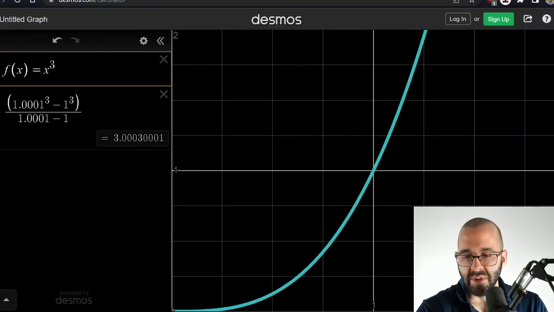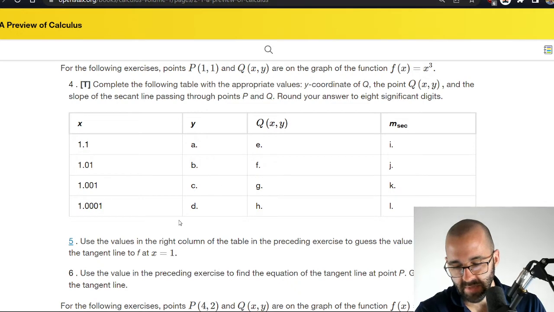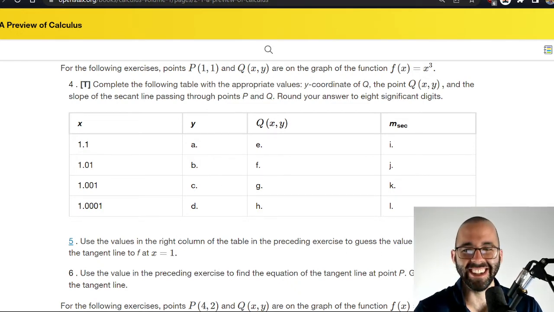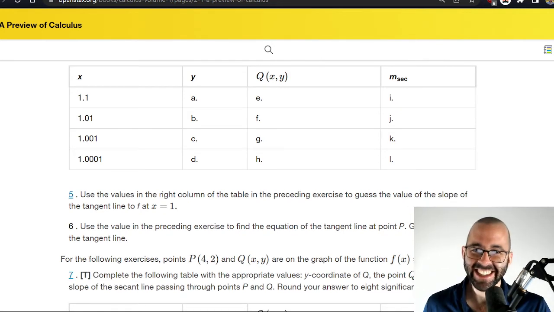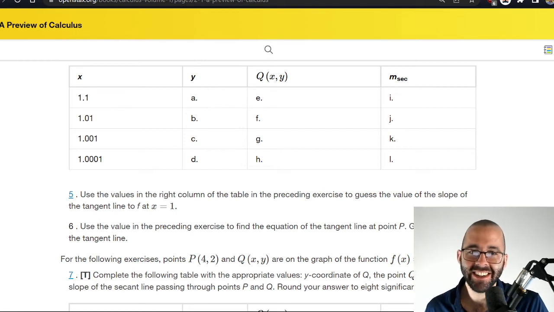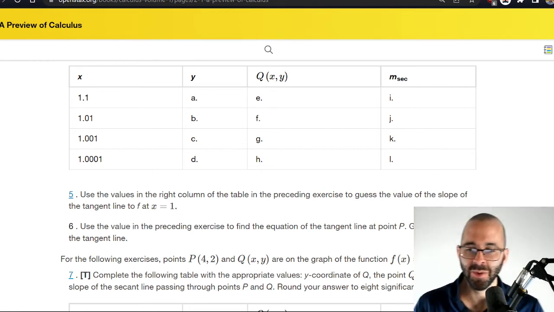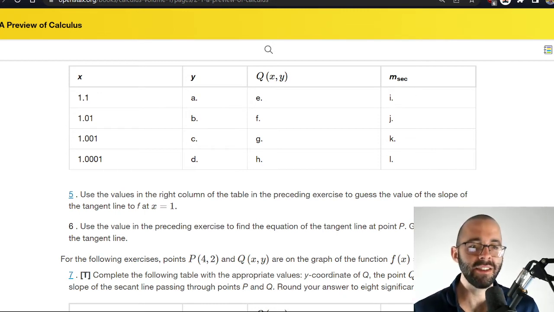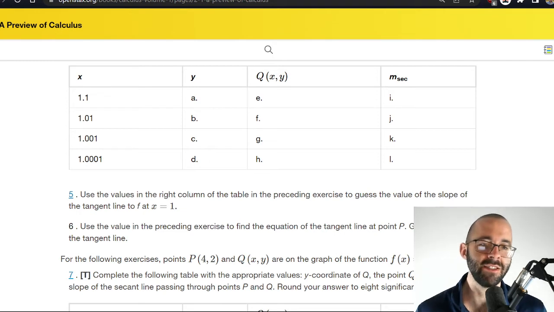All right, so looking at number 5, it says use the values from the right column to guess the value of the slope of the tangent line at x equals 1. Well, the slopes of the secant lines, I'm going to say it verbally. The slopes of the secant lines are approaching the slope of the tangent line. So the slopes of the secant lines are approaching 3. So the slope of the tangent line, we're guessing, is 3.